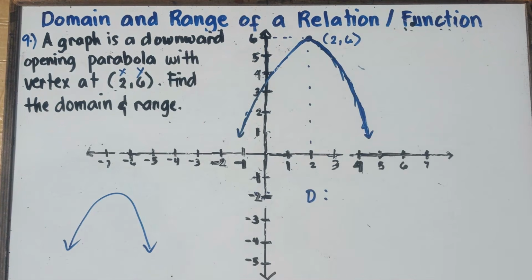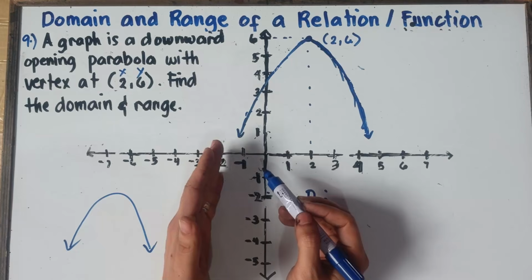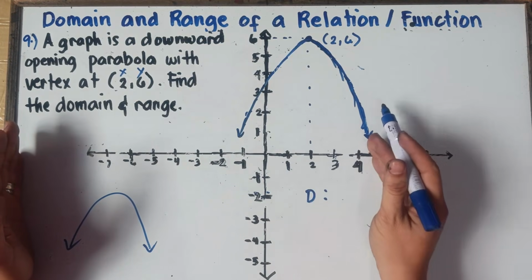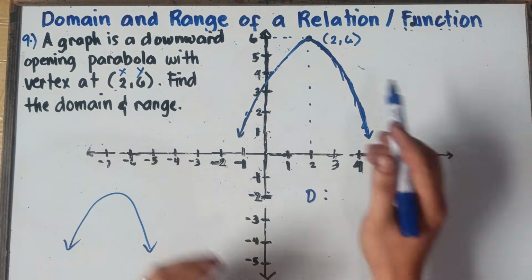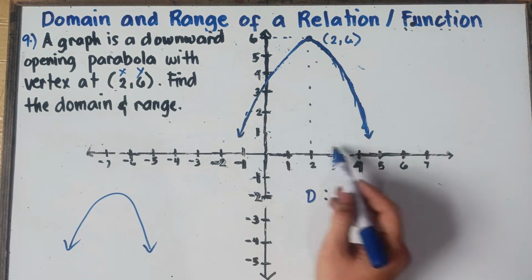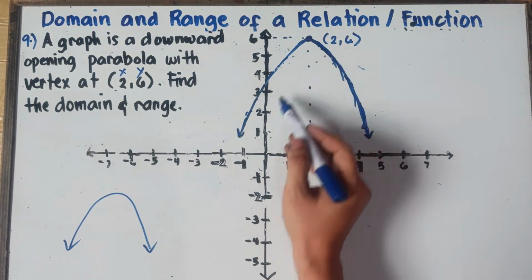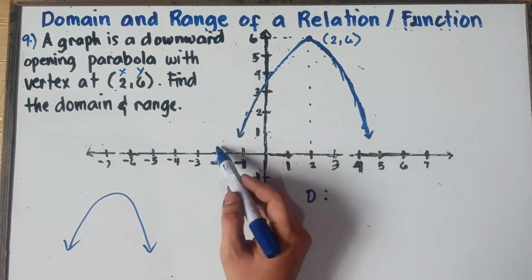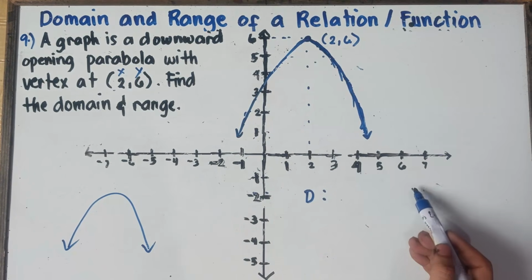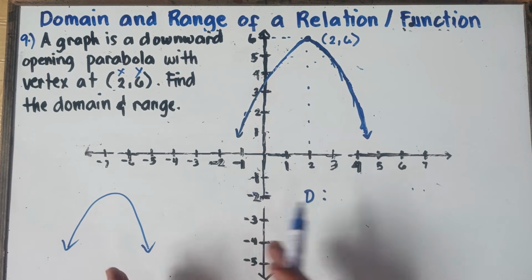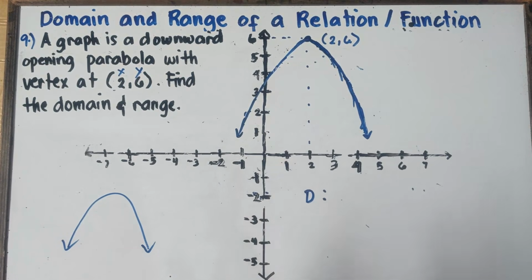Once again, class, this arrow right here will extend infinitely going to the left, and it will extend infinitely going to the right. So therefore, for the horizontal distance, these numbers are included. All of the numbers with regards to the x-axis are included.